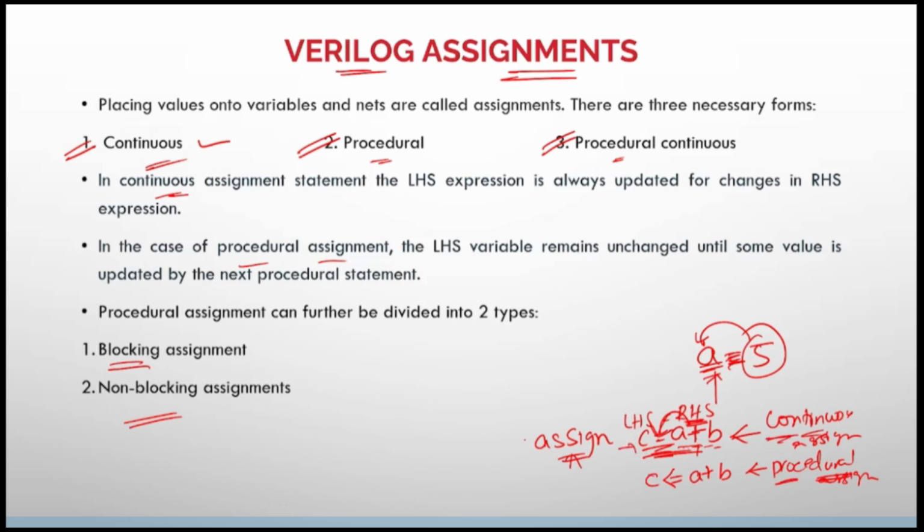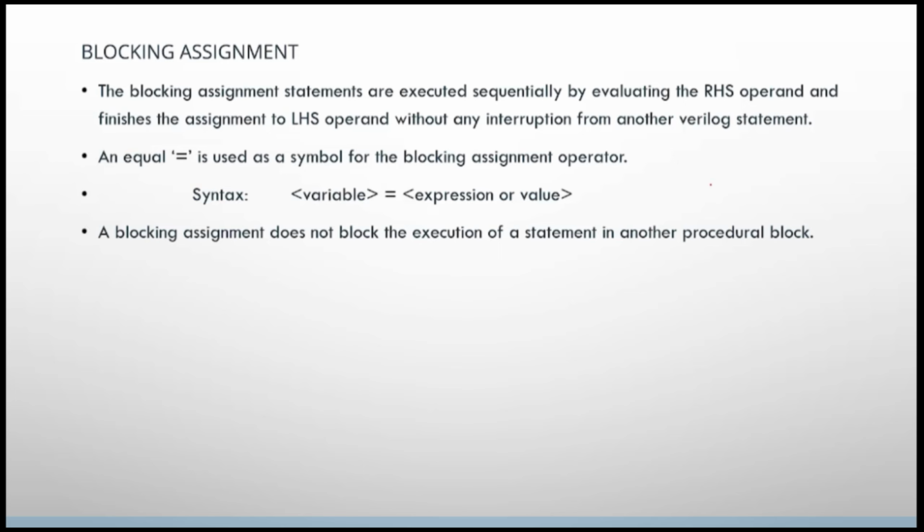Again, in procedural assignment you have blocking and non-blocking assignments, and in both of these assignments you will have a difference. So let us see what the blocking assignment is and what the non-blocking assignment is. Basically, continuous assignment and blocking assignment are the same. A blocking assignment is given with the symbol equal to, and a non-blocking assignment is mentioned with this other symbol. This is the symbol for blocking assignment, and this is the symbol for non-blocking assignment.